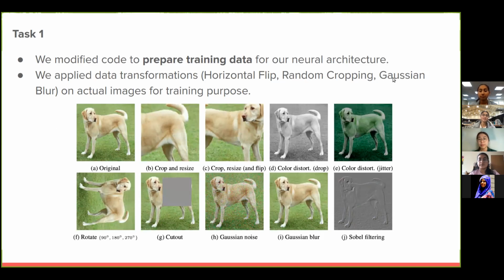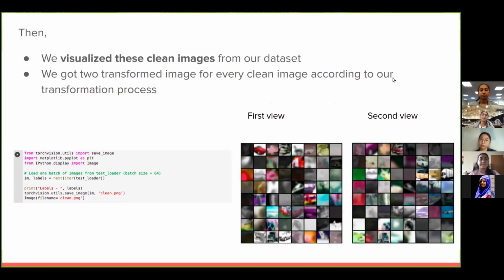For our first task, we modified the code to prepare the training data for our neural architecture. After that, we applied certain data transformations for training purposes, like horizontal flip, random cropping, and Gaussian blur. Then we visualized the clean images from our dataset. We got 2 transformed images for every clean image according to the transformation process that we used.